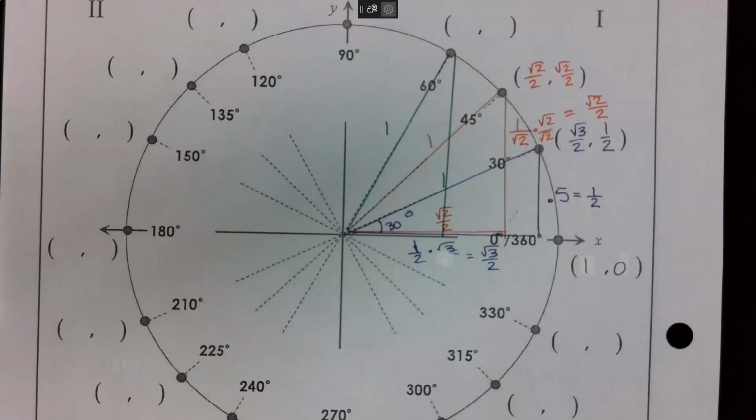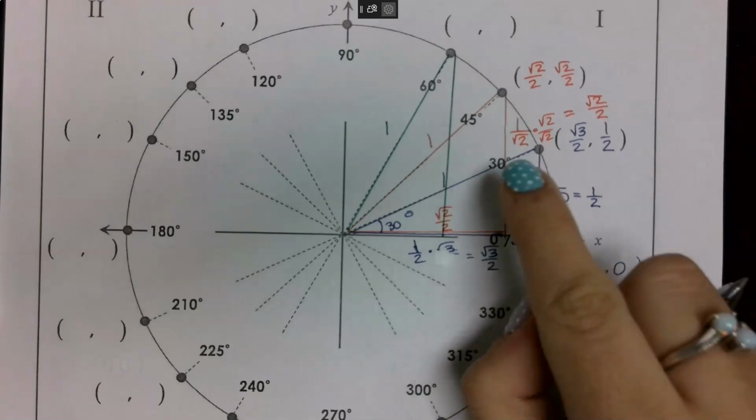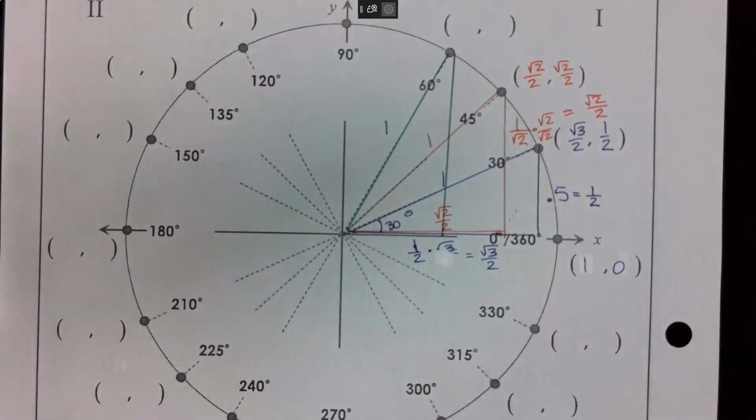You forgot what a radius is? No, I know what a radius is. We're doing special degrees, like 30, 45, 60, 90, common increments. So, guys, stop talking.